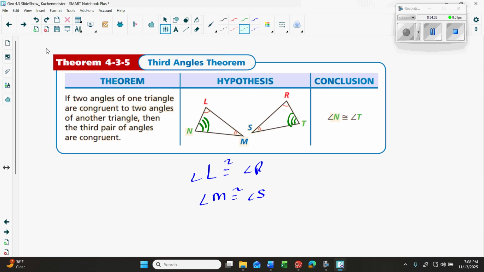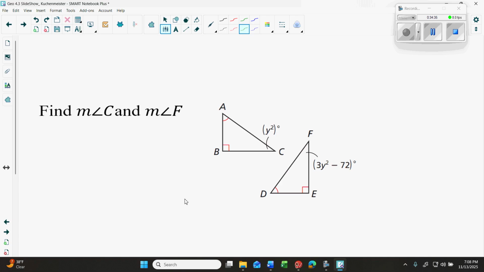So how can we use it in a problem? Find the measure of angle C and angle F. All right, so I have two triangles here. Once again, this is where I can use the third angles theorem. I know that angle A is congruent to angle D.